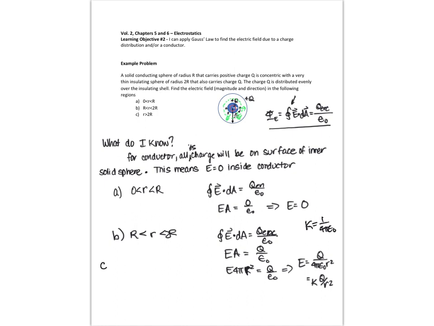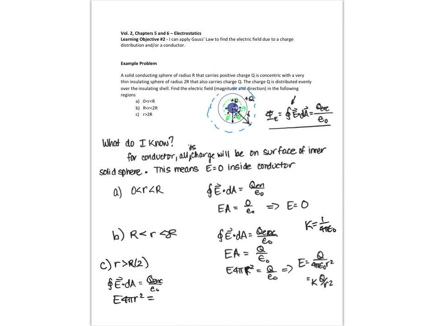Now finally, we're going to look at the region outside of the big insulating sphere. And so that's going to be out here is my Gaussian surface. And a lot of the things that I've done before are going to be the same. Start with Gauss's law. My electric field and my area are parallel to each other. And I'm just going to write this as my R. So this is going to be E times 4 pi R squared.